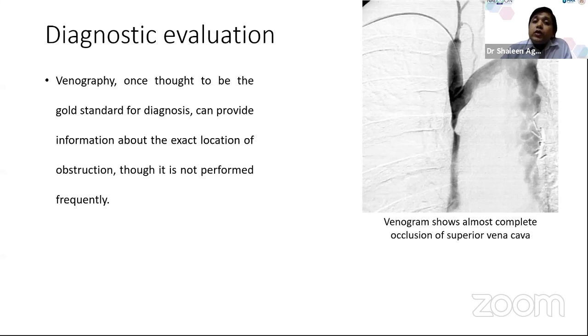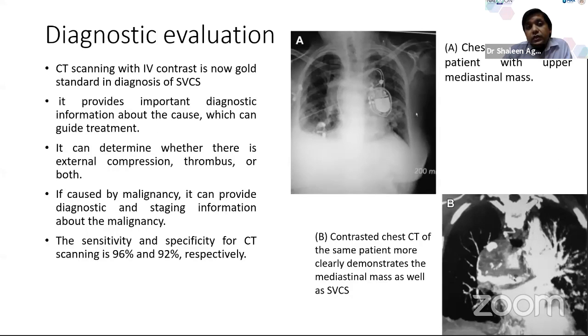Venography was once thought to be a gold standard for diagnosis. However, presently it can provide information about the exact location of the obstruction, though it is not performed frequently. Today, the present investigation of choice, which is now considered as a gold standard in diagnosing SVCS, is a CT with contrast. It provides important diagnostic information regarding the cause and can guide us to the treatment.